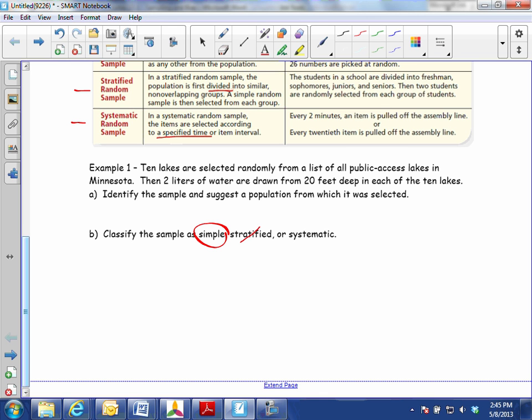It's not stratified because there are no groups. And it's not systematic because it has nothing to do with time. Nothing to do with time, nothing to do with groups. So it's a simple random sample.